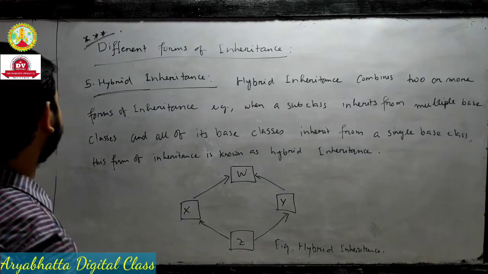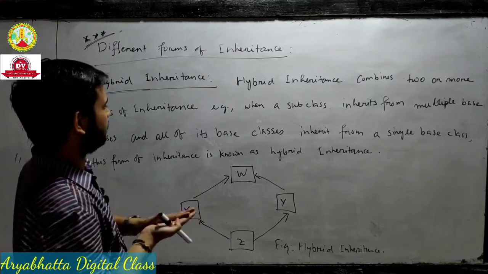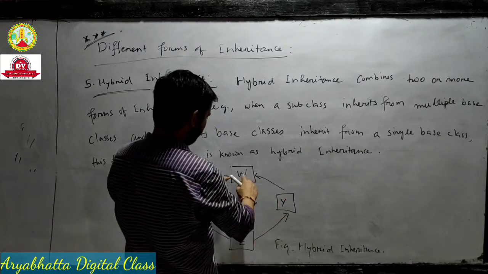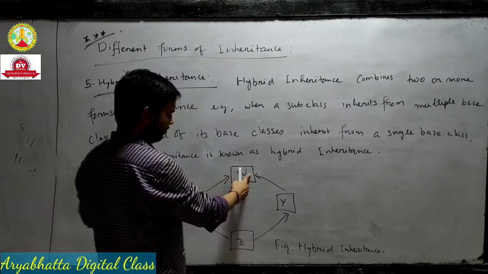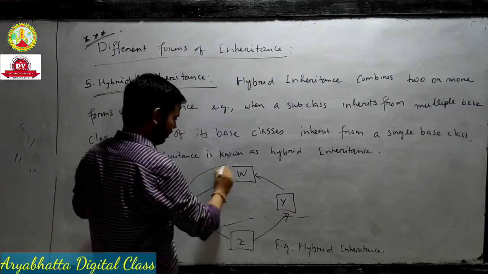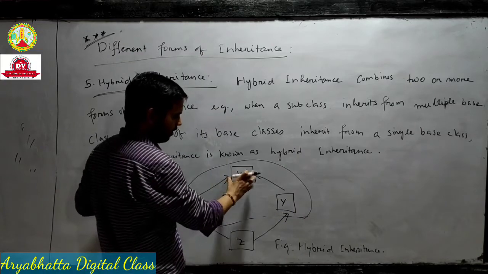In hybrid inheritance, you see a combination of two inheritance mainly. Combination of two or more forms of inheritance. Means in here you see two base classes, and two subclasses derived from one base class. If you see only this section, this is what inheritance? Multiple inheritance. Okay, it is one base class.